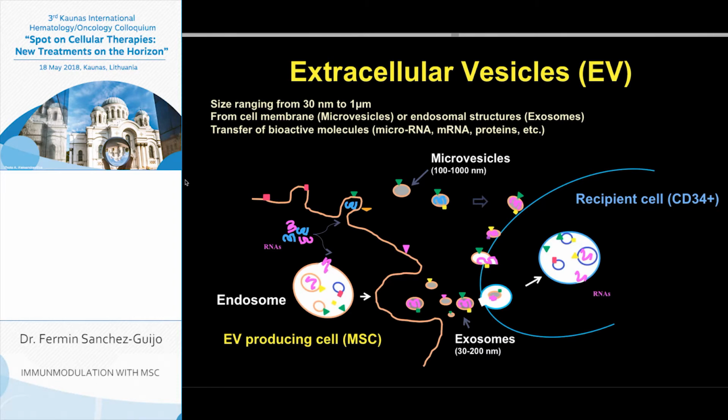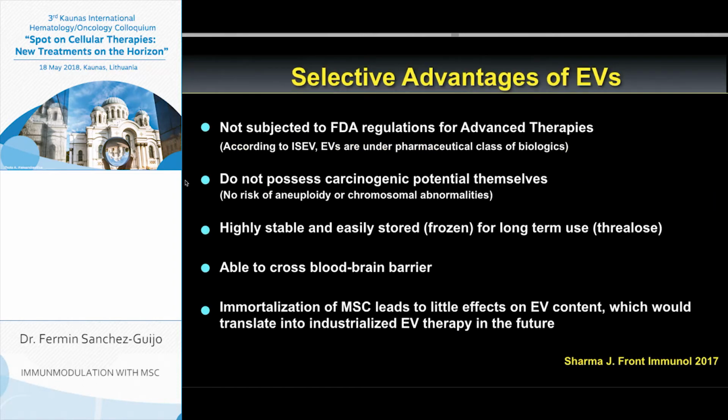The advantage of the use of extracellular vesicles is that they are not subjected to the regulations that are needed for advanced therapies, because they are not cells, they are just a biologic product. They don't theoretically have a carcinogenic potential. They are very stable and easily stored for long-term use, and are able to cross the blood-brain barrier. And it's easy to immortalize MSC lineages to induce large amounts of extracellular vesicles.